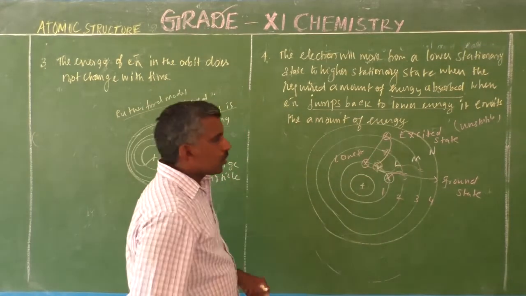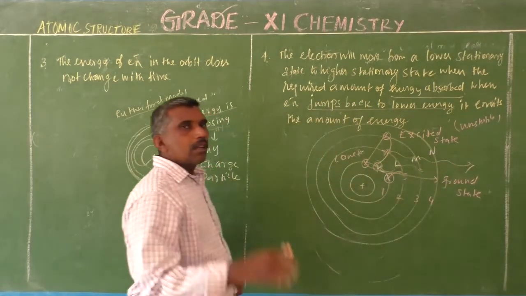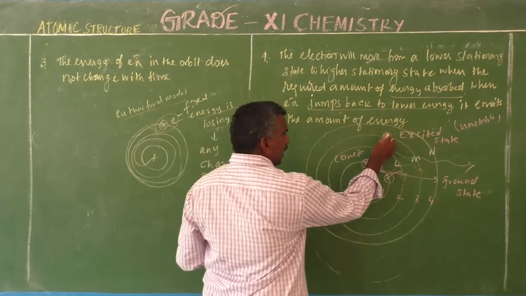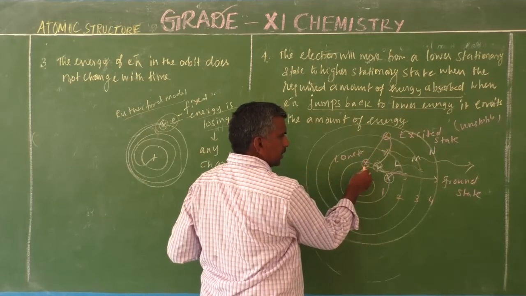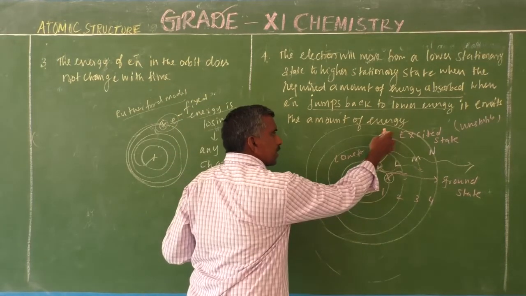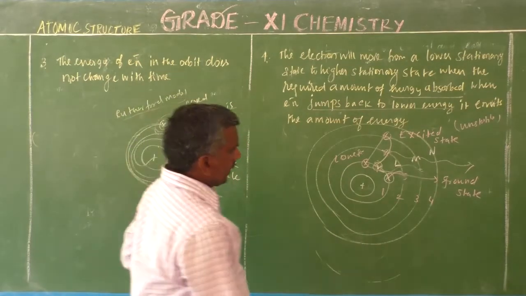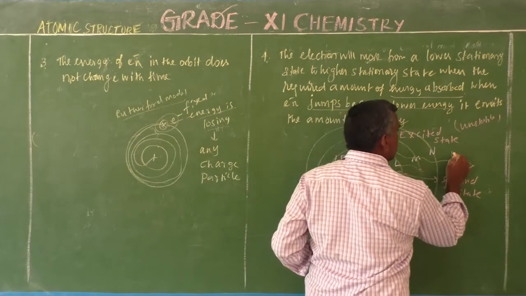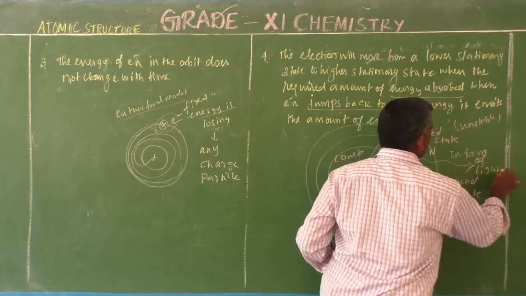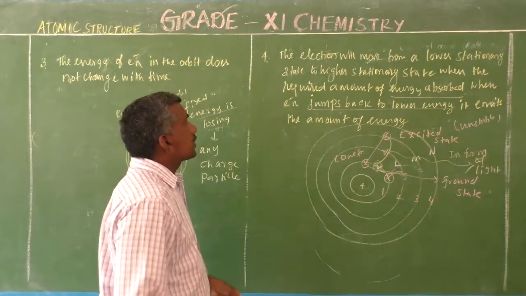Lower state. So this is the lowest state. Amount of energy is released. From the higher energy state to the lower energy state, the electron jumps, so energy is releasing. From a lower energy state to a higher energy state, the electron jumps and energy is absorbed. Here energy is releasing in the form of light, or electromagnetic radiation. Okay, this is the fourth postulate.